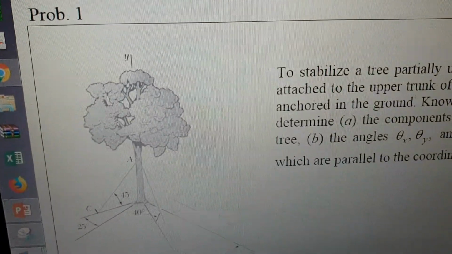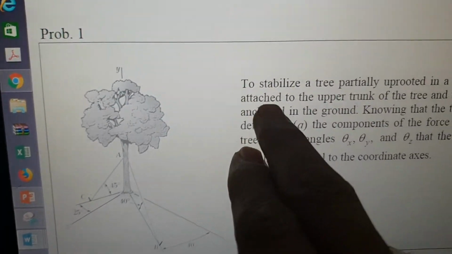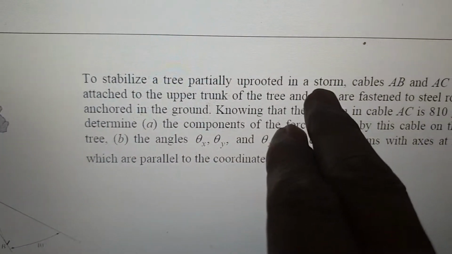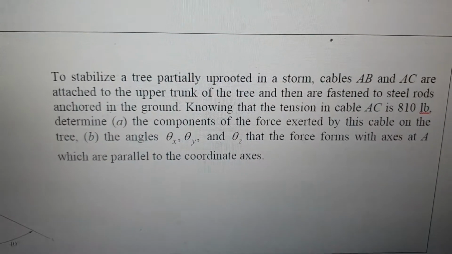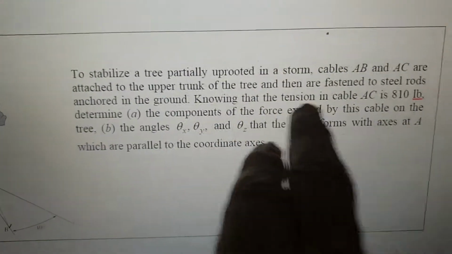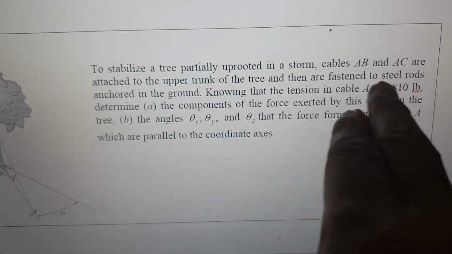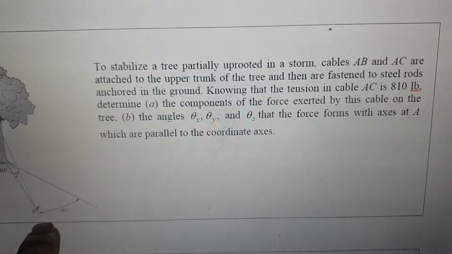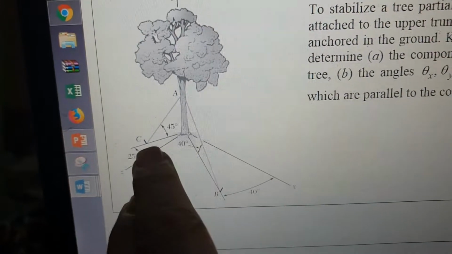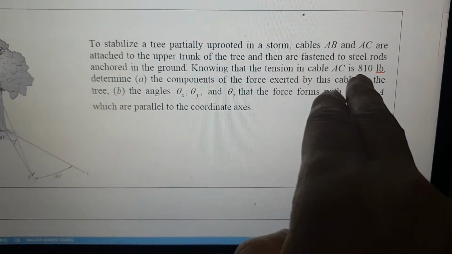Okay, let's look at this question. This tree, to stabilize the tree partially uprooted in a storm, cable AB and AC are attached to the upper trunk of the tree and then are fastened to steel rods anchored in the ground. You can see that there's an anchor here, knowing that the tension in cable AC is 810.